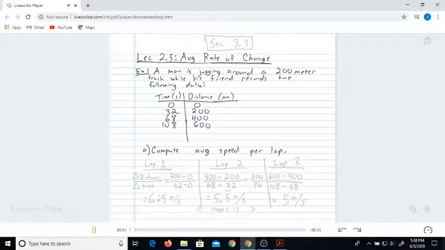Alright, here we have lecture 2.5, which will correspond to section 3.3 from the textbook. Highly recommend you read that section 3.3. It covers a lot of interesting and important information. But the topic for this lecture is fairly short, and so we're going to discuss average rate of change.